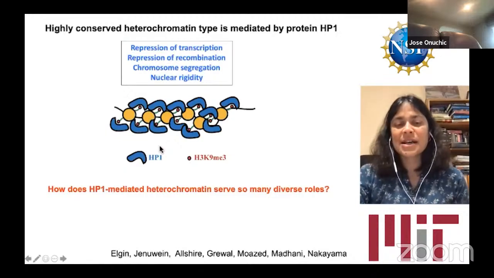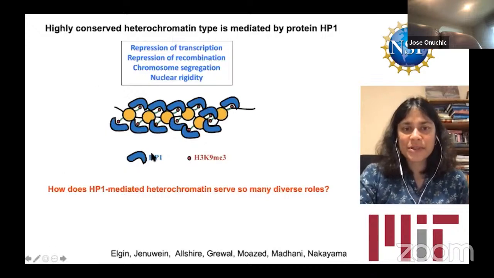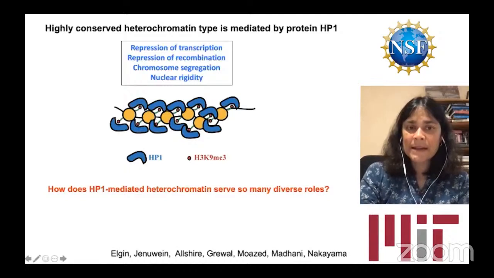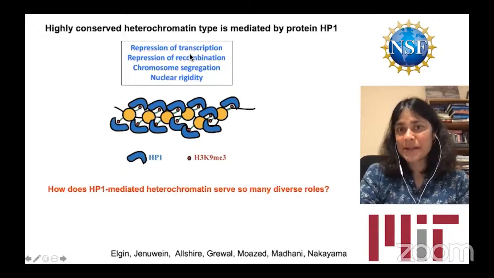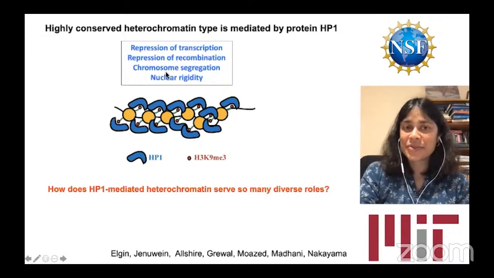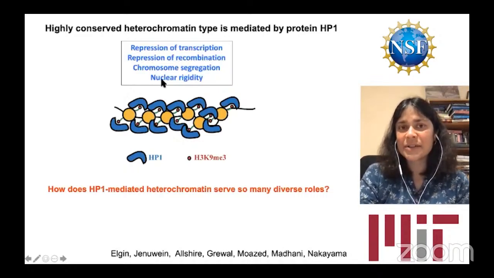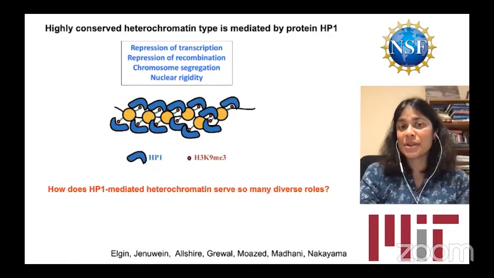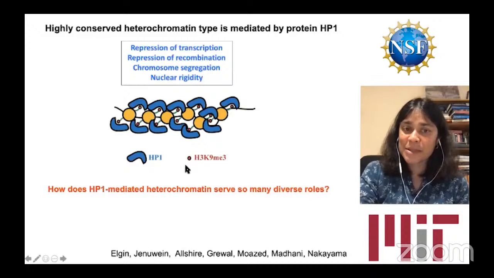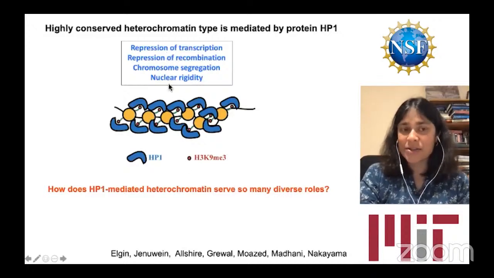At the heart of this type of heterochromatin is a complex formed between the HP1 protein and chromatin that is methylated on histone H3 lysine 9. This type of heterochromatin serves many different functions. It represses transcription, it plays a role in repressing recombination, it is really critical for proper chromosome segregation, and it is really critical for conferring rigidity to the whole nucleus. And so the complex formed between HP1 and chromatin plays diverse biological roles.